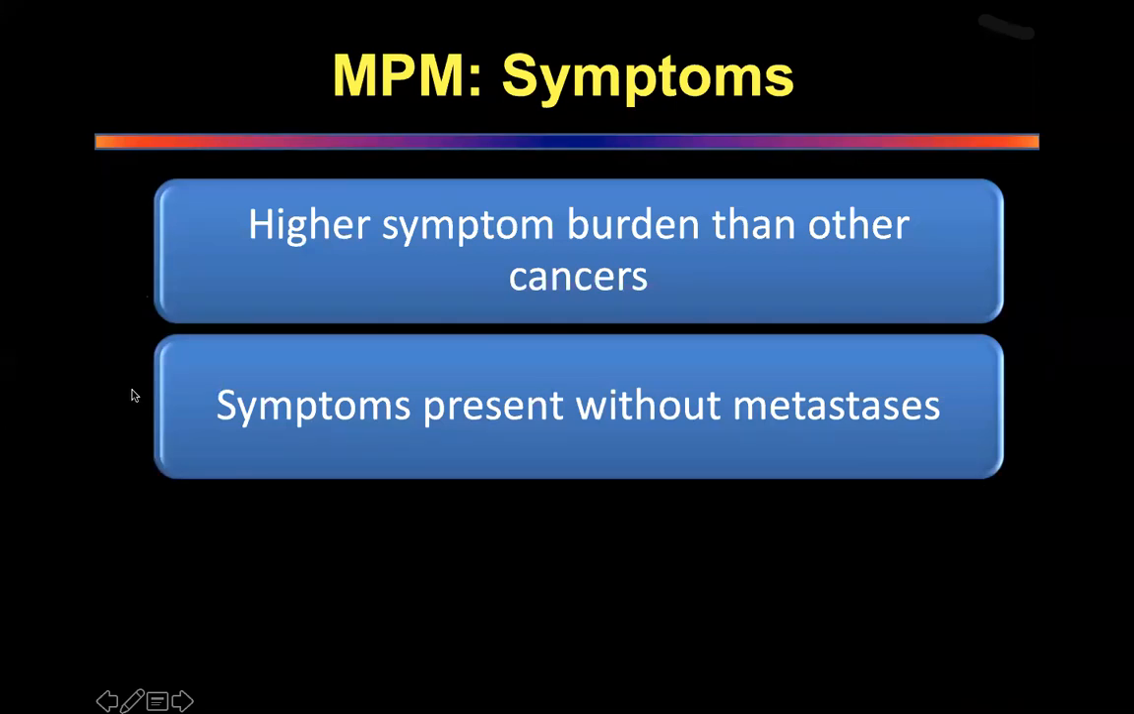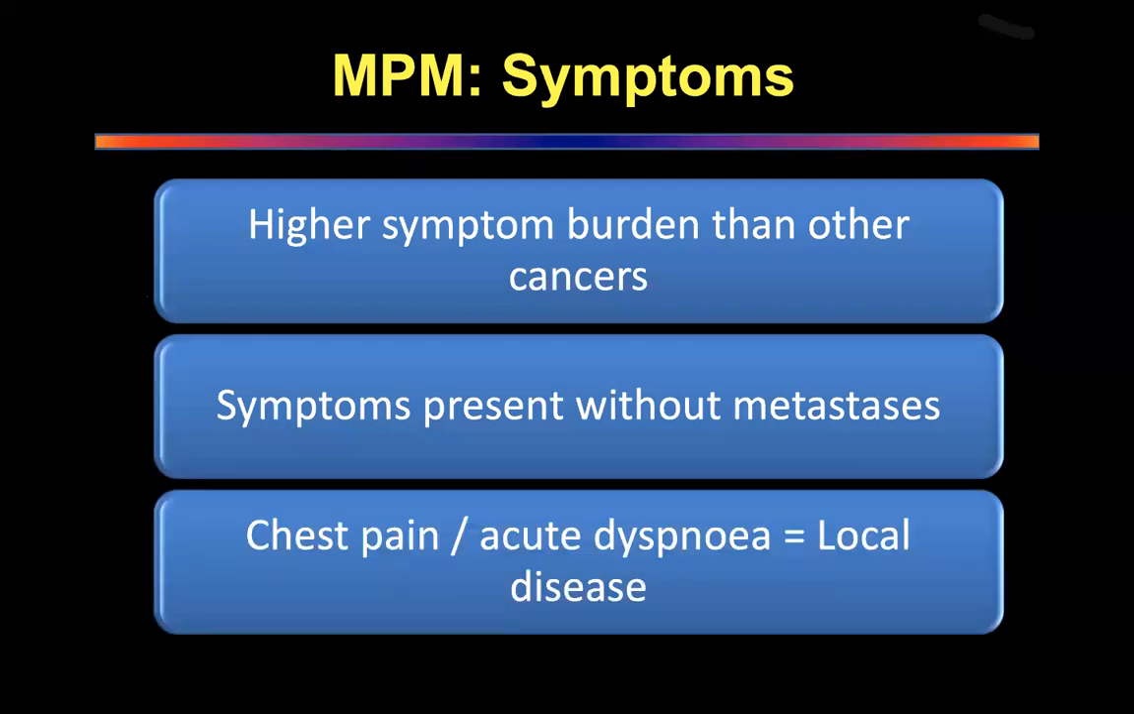So even a local disease will present you with symptoms which will be pretty diagnostic. And the commonest symptom, as I said earlier, is chest pain and acute dyspnea. The chest pain occurs because of invasion into the chest wall, and the dyspnea occurs because the pleura is involved. There's an inflammatory response, and secondary to the inflammatory malignant response, there is increased pleural collection, and that progressively makes the patient short of breath. Both of these are indicative of local disease.